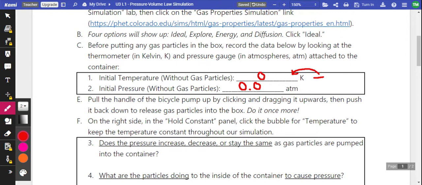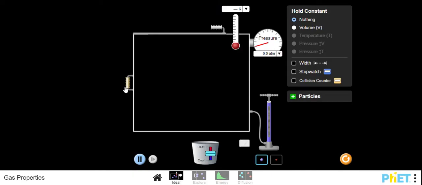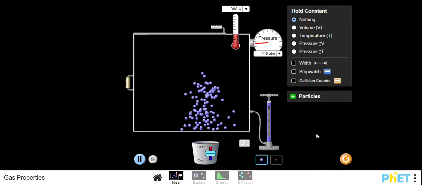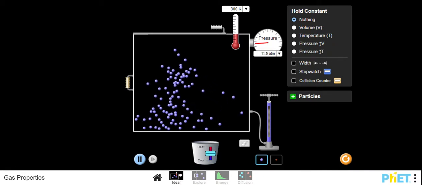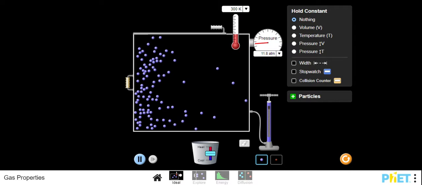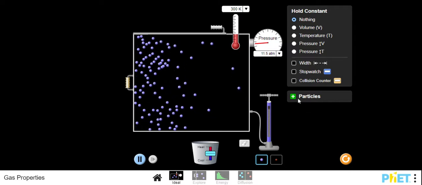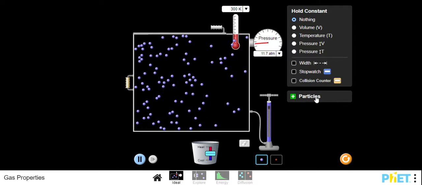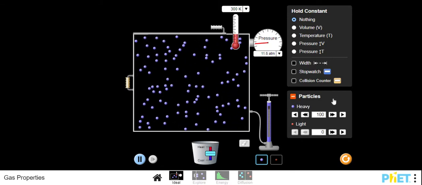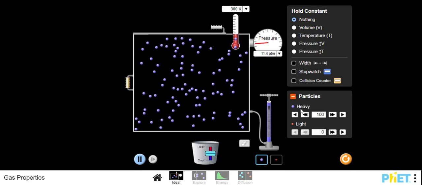Well, in order to figure out how the gas particles do stuff, we need gas particles. So let's go put some in. I'm just going to put in 2 pumps from my bicycle pump. There's 2. All right. That's quite a bit of particles. If I want to know how many particles are in my box, I just look over on the right side where it says particles, plus right here. And I can open up this box, and then it tells me how many particles I have.